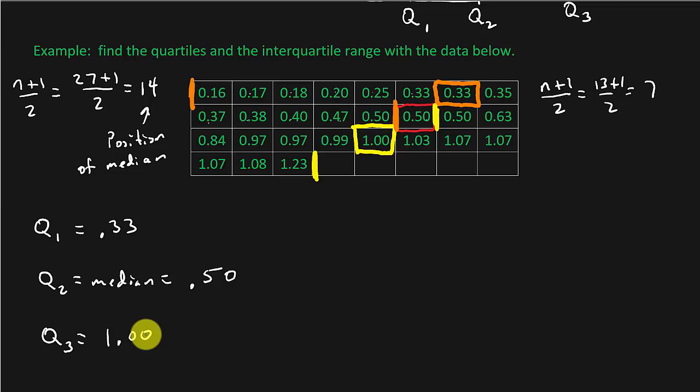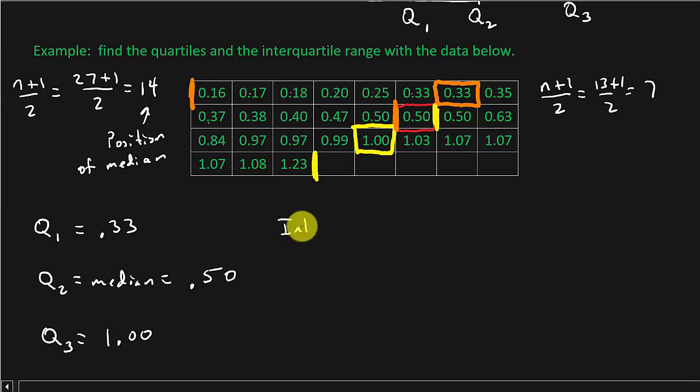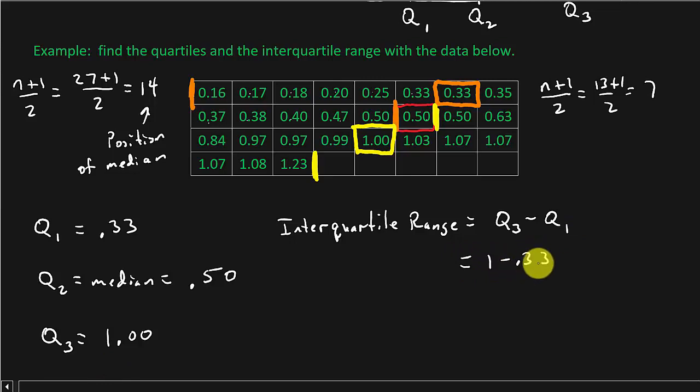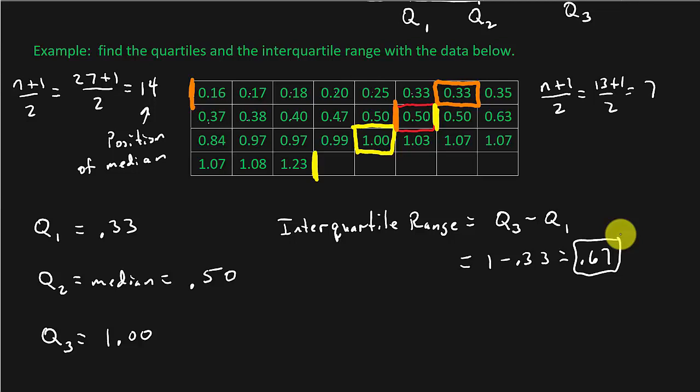Okay. Now they also want us to find the interquartile range, which is Q3 minus Q1. And so Q3 minus Q1, that's 1 minus 0.33. And that is going to be 0.67. That's the interquartile range. All right. And so what we found there is the 0.67.